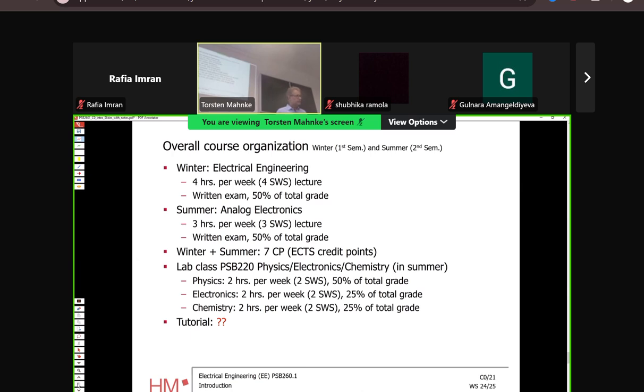7 credit points. You will get 7 credit points for the module, but you will only see them in your grade sheet when both parts are passed. That's essential. In the second semester, in the summer, actually, the analog electronics will be only 3 hours, not 4.